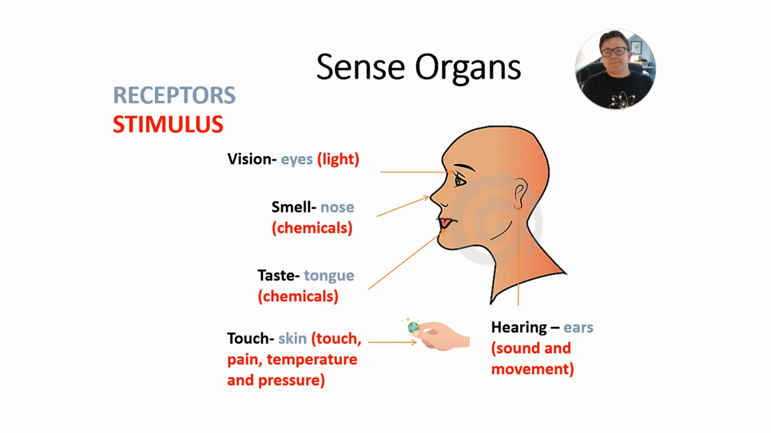Sense organs, great. So foundations here, again, they like you to label the different sense organs, but remember they have receptors. So for vision, our receptors are our eyes, and we're stimulated by light. And I'd like you to have a look at all of those. I won't go through all of them. You can pause and have a look at that.